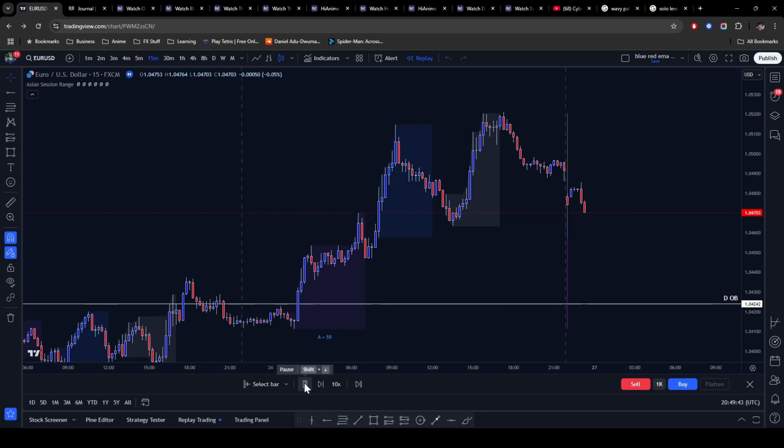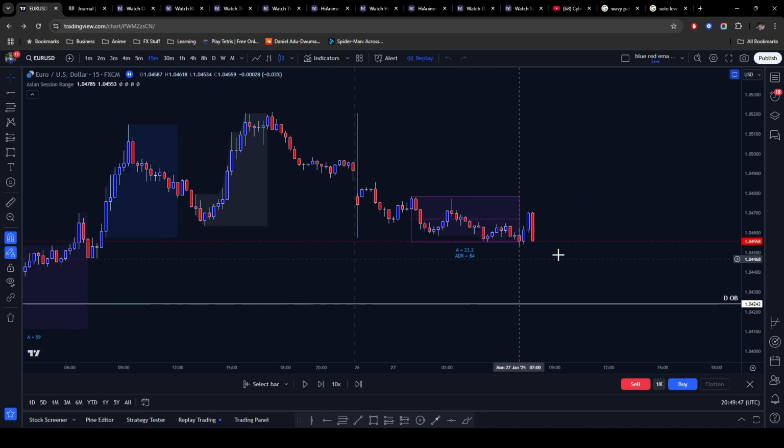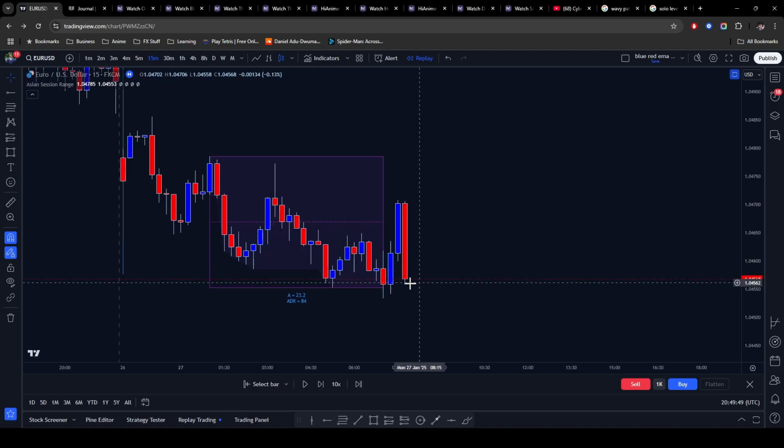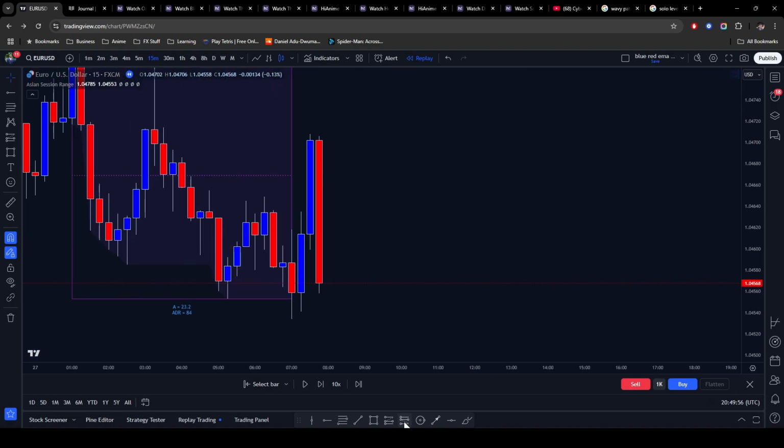All right, so looking at the 15-minute, pressing play. As soon as Asian ends, I'm already looking for my opportunities. At this point, where I was looking, we're looking for bullish opportunities. So first of all, I scoped out this 15-minute OB, which was the main part I was looking at.